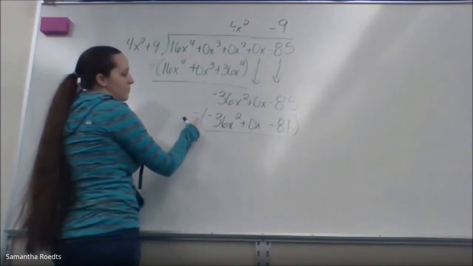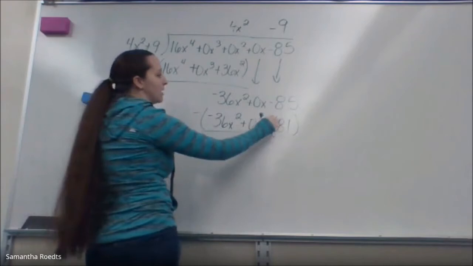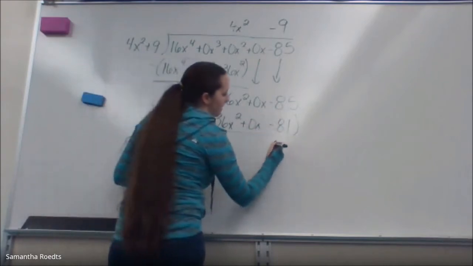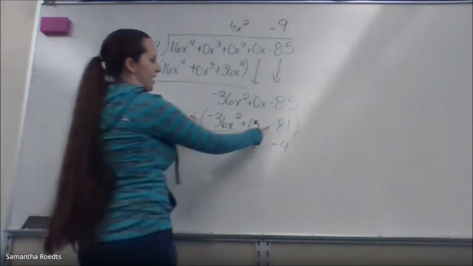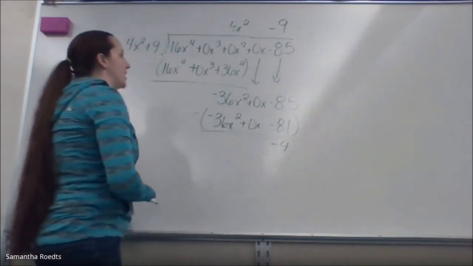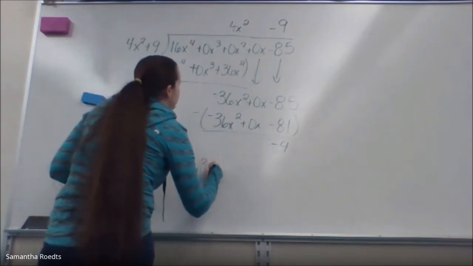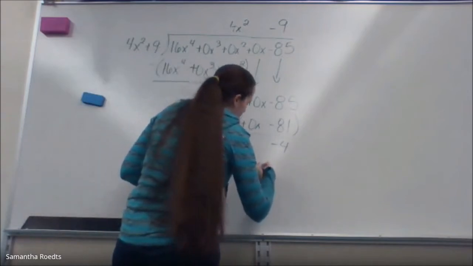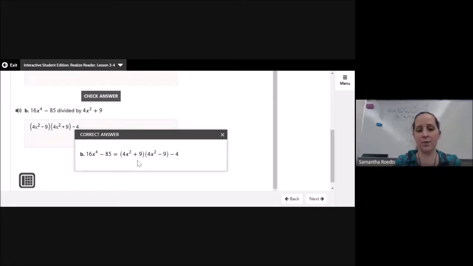Negative 36x squared minus negative 36x squared is 0. 0 minus 0 is 0. Negative 85 minus negative 81 gives me negative 4. Okay. Negative, negative make a positive, so I get negative 4. So negative 4 is left over. So when I do this, I get 4x squared plus 9 times 4x squared minus 9, minus 4.